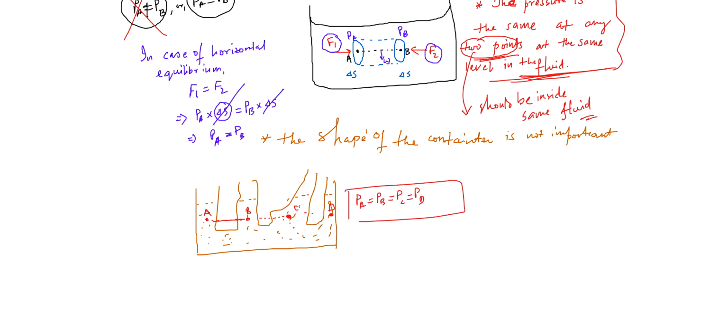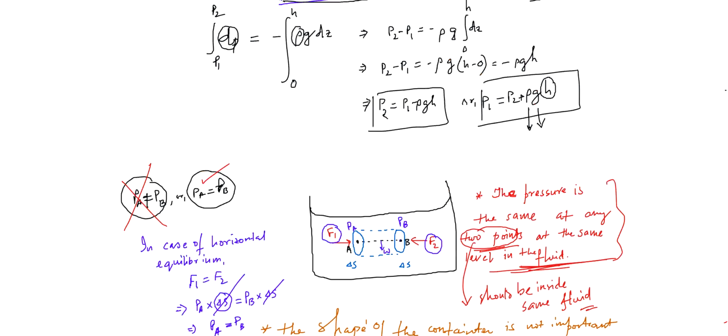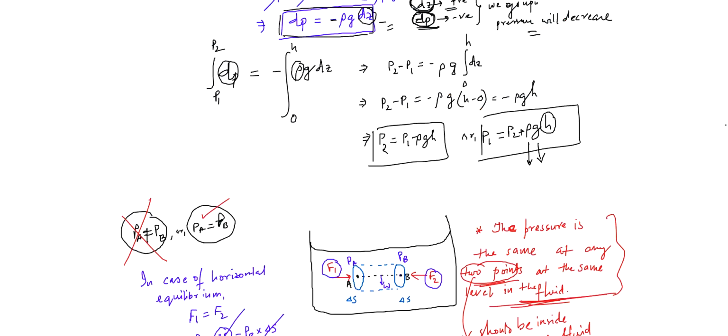One more important thing that we are sometimes asked in examinations is: what is the graphical representation of this variation? How do we represent this graphically? Can you tell me what the pressure is at the top point? Suppose this point is C.